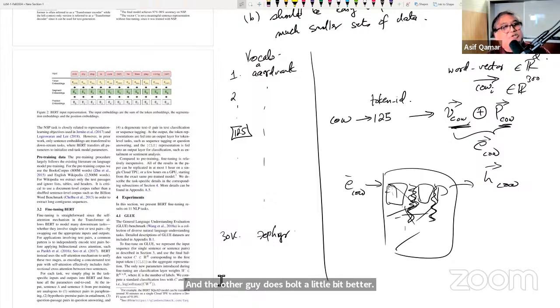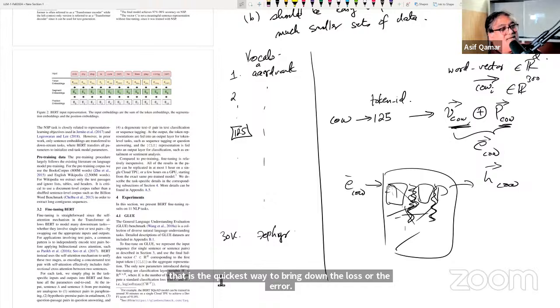They will quickly latch on to the fact that there is an easy way to improve performance. I will keep making better and better nuts. You keep making better and better bolts, because that is the quickest way to bring down the loss or the error, isn't it? And so it is literally like that, what's happening.